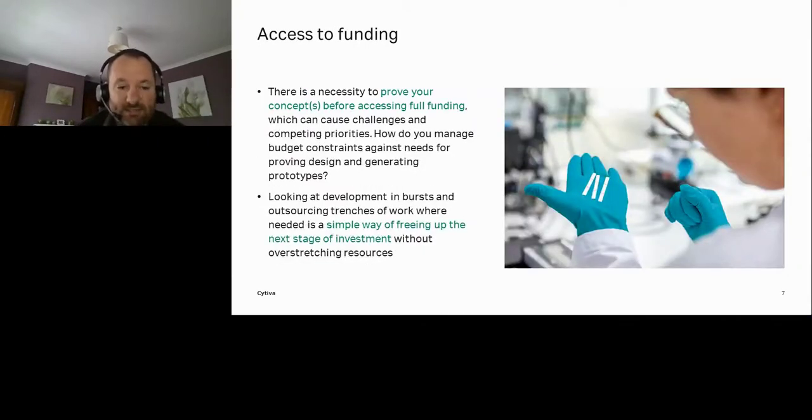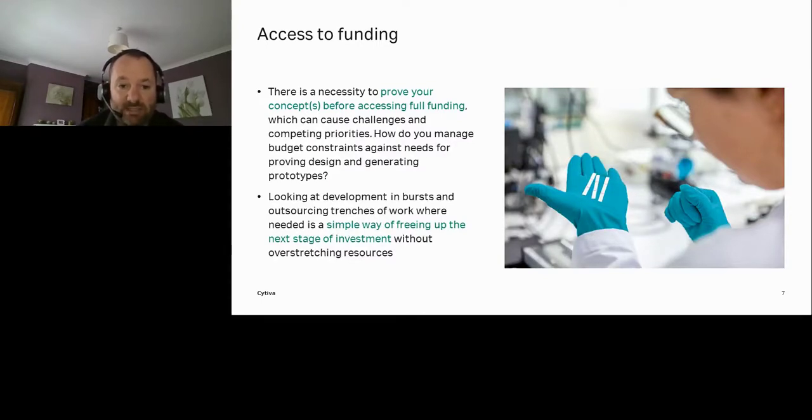The next one is access to funding. So I touched on it a little bit in the last slide, how rapid prototyping quickly can help you access funding, but it's key in any development, trying to prove as early as possible in your project the concept is viable. It releases the next phase of funding, but also it reinforces your resources you do have. You make sure you spend them in the right places, and this can give you challenges and competing priorities because there's that tie-up of how do you manage budget constraints against the needs for proving design and generating prototypes at the same time.